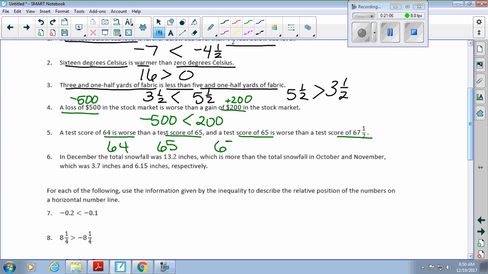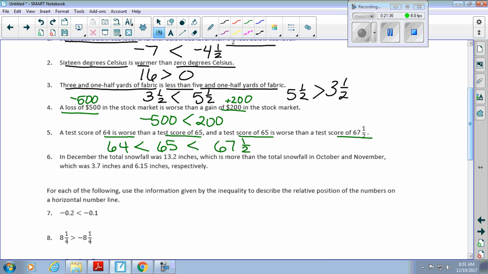All the more reason to make test corrections, people. All right. So we have them in order. 64 is worse than, so this should be less than. 65 is less than 67.5, and they are all less than. Good. All right. The other thing here is making sure all your arrows are pointing in the same direction, and that will happen if you have done this correctly and listed them from least to greatest.